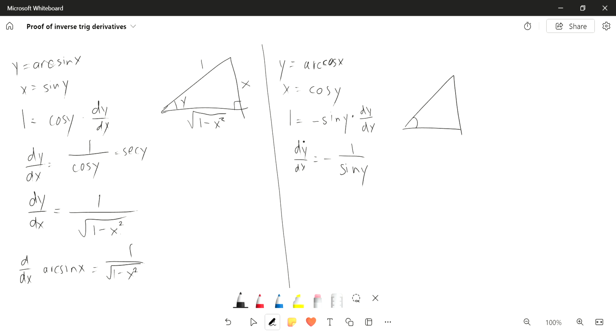Now it's time to draw a triangle. Take this as our angle y, and cosine of y is equal to x over 1. So that means this is x, this is 1. This side is the square root of 1 minus x squared.